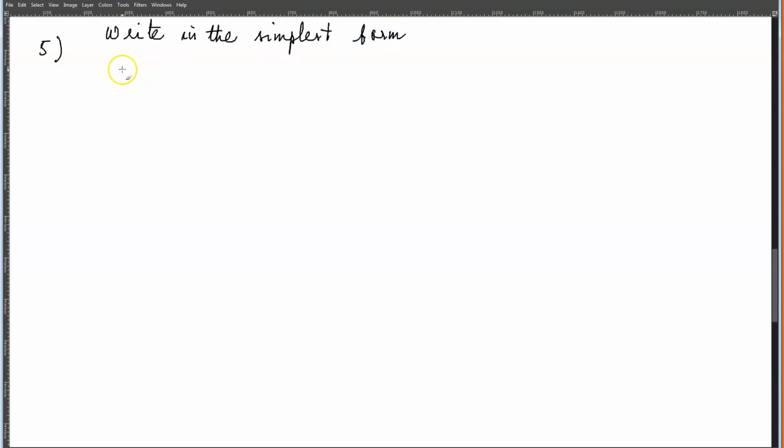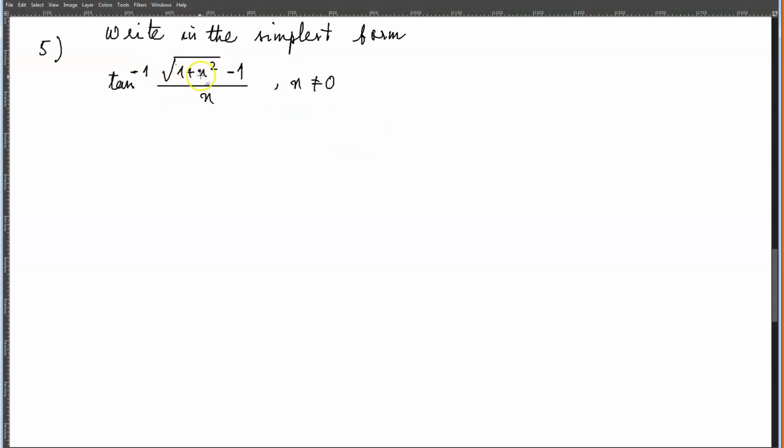So you have, for example, the tan inverse of the square root of 1 plus x squared minus 1 over x, where x is not equal to 0. Okay, and you want to write this in the simplest form.